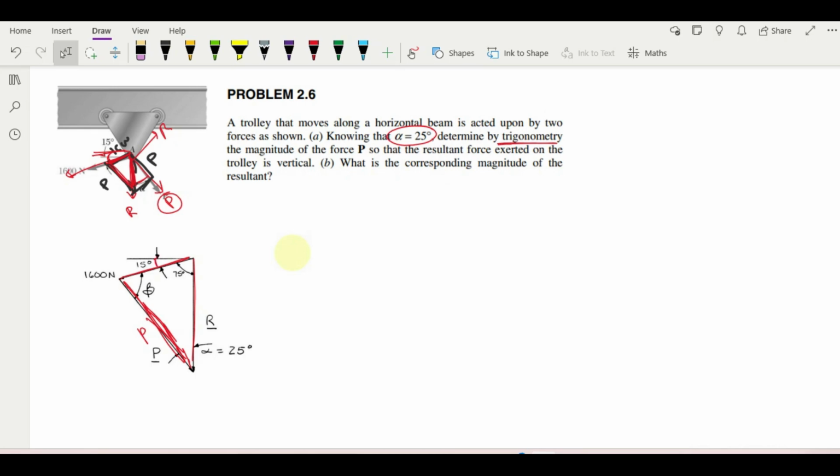This is 15 degree, and this angle is 25 degree, because this alpha is 25 degree, so this will also be 25 degree. And let's zoom it here. This is 15 degree, but total angle is 90 degree. So this will be 90 minus 15, which is 75 degree. So this is 75 degree.